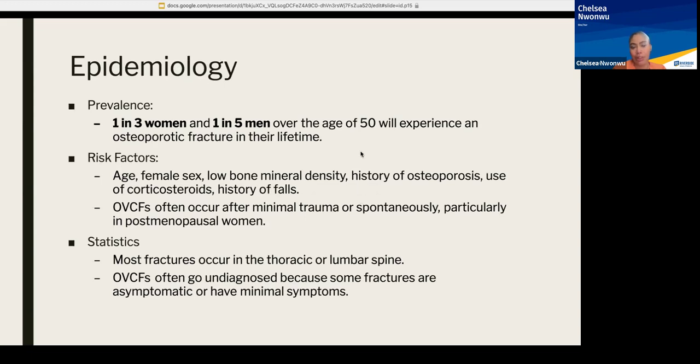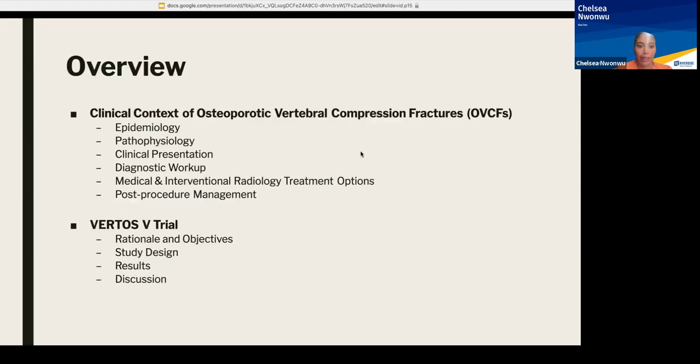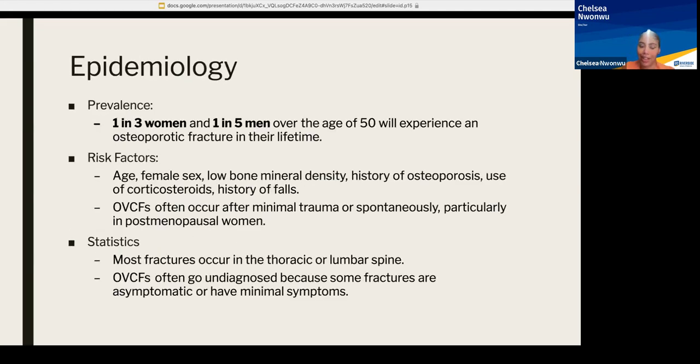So, just a background, osteoporotic vertebral compression fractures, or OVCFs, are a critical health concern due to their high prevalence and severe impact on quality of life. They occur when weakened vertebral collapse, often due to osteoporosis. It affects over 10 million Americans, predominantly postmenopausal women, where declining estrogen levels accelerate bone loss. And these fractures can cause chronic pain, deformity, and loss of independence.